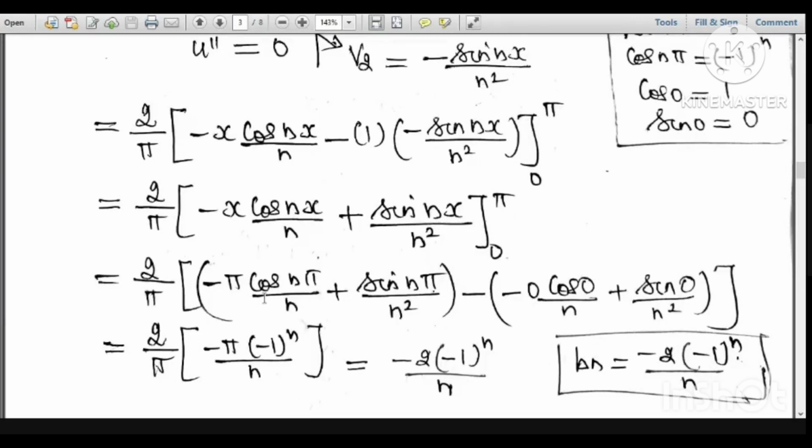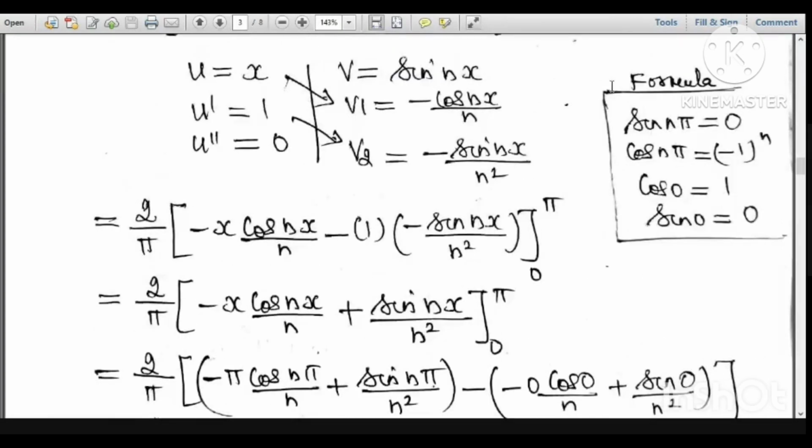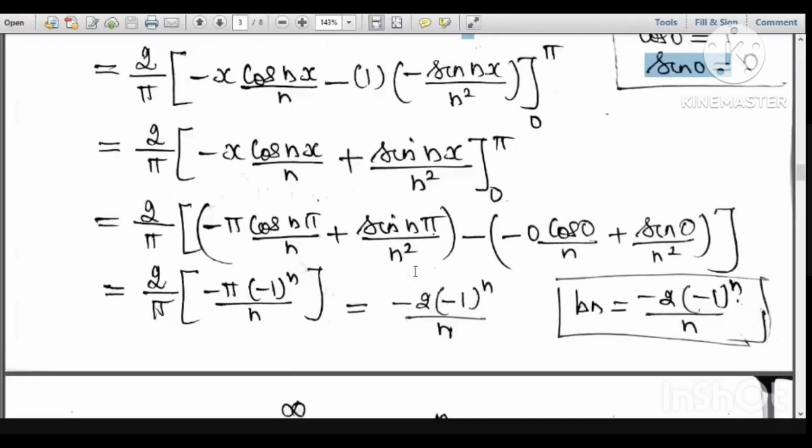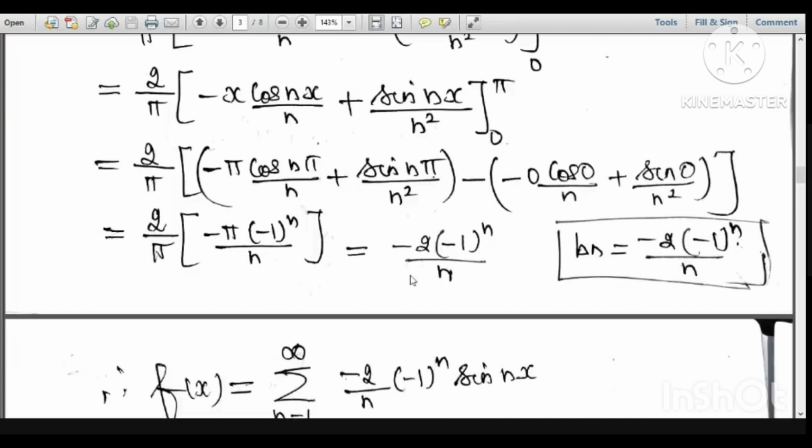So minus pi cos n pi divided by n plus sin n pi divided by n square, minus, for x you have to apply the lower limit 0: 0 cos 0 divided by n plus sin 0 divided by n square. So the second term sin n pi is 0, because we know the formula: sin n pi is 0, cos n pi is minus 1 power n, cos 0 is 1, sin 0 is 0. So these are all the formulas you have to apply here. So the second term will be 0, third term will be 0, fourth term will be 0. So only you will get the first term.